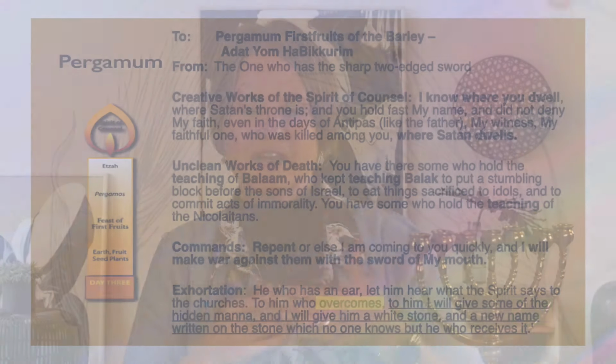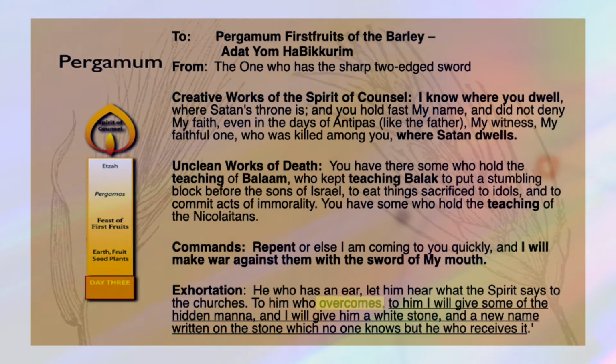And so you think, again, let's move on to Pergamum. And let's read the memo real quick. The one who has the sharp two-edged sword. I know where you dwell, where Satan's throne is, and you hold fast my name and did not deny my faith, even in the days of Antipas, which means like the father, my witness, my faithful one who was killed among you where Satan dwells.